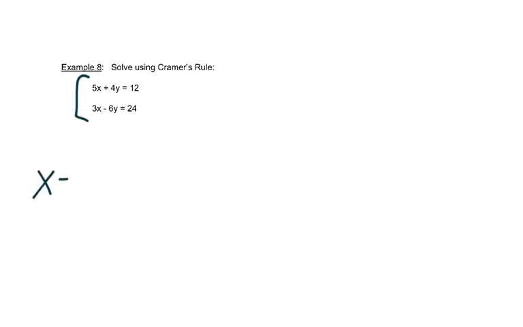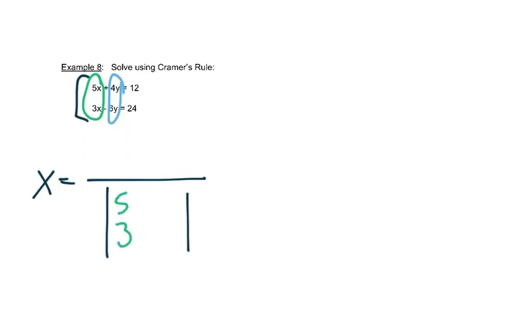So we'll find the x first. Our denominator, we'll use just the numbers that are in front of the x's and the numbers that are in front of the y's. So we'll have 5, 3, and 4, -6. Okay, and we'll come back and solve that in just a second. On the top, because we're finding x, we put the numbers in the x column, 12, 24. And then the y column stays the same.